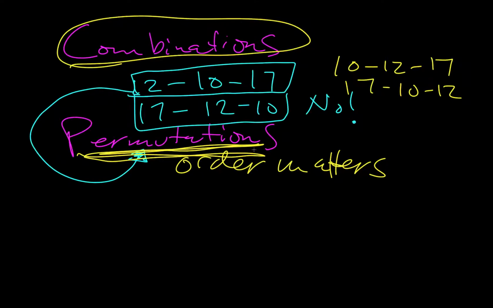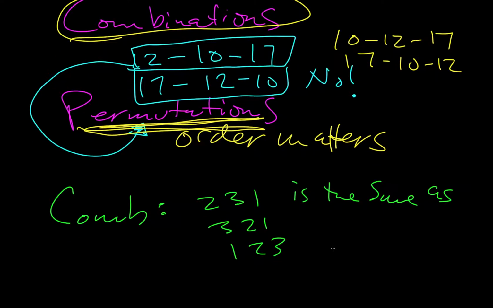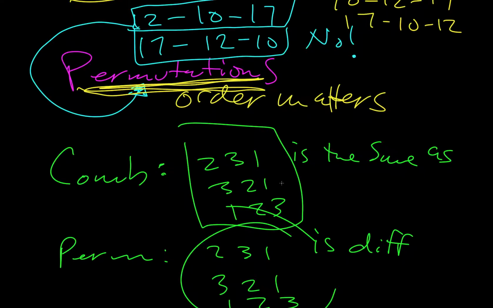Now I know that's kind of confusing, so let me try to write this one more time. So we're talking about combinations. 2, 3, 1 is the same as 3, 2, 1, 1, 2, 3, etc. Now if we're talking about permutations, 2, 3, 1 is different from 3, 2, 1, and 1, 2, 3. So this would be like 3 permutations, but only 1 combination.